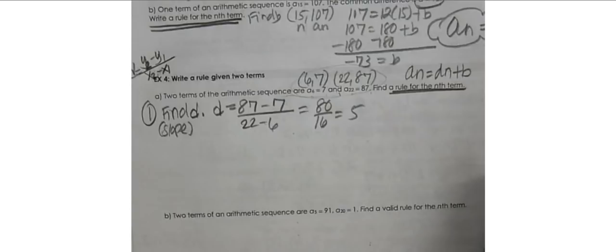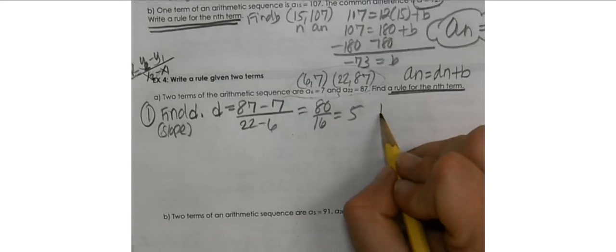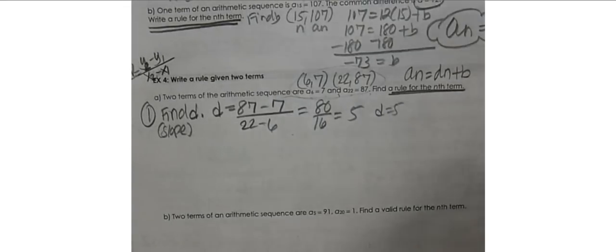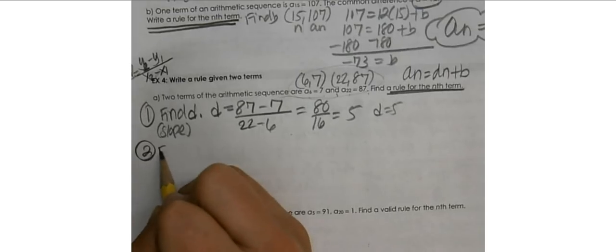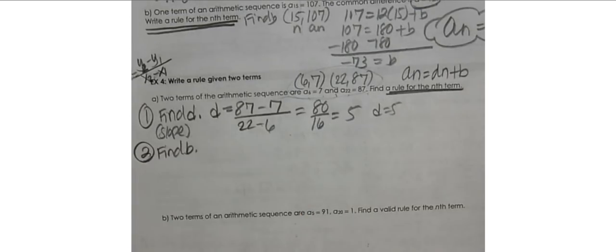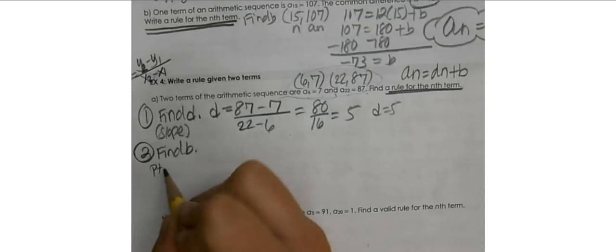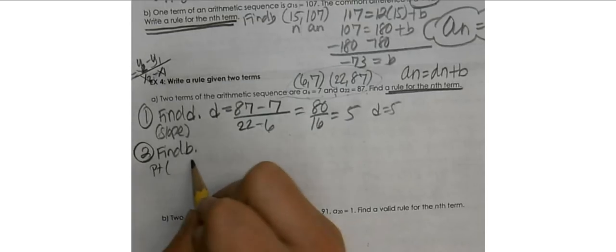So that is our slope. This is our common difference. Our common difference is 5. The next thing we need to do is find what our B value is. So that means that you get to pick a point. So whatever point makes you feel happy. I would probably work with 6, 7 because it's an easier ordered pair to work with.